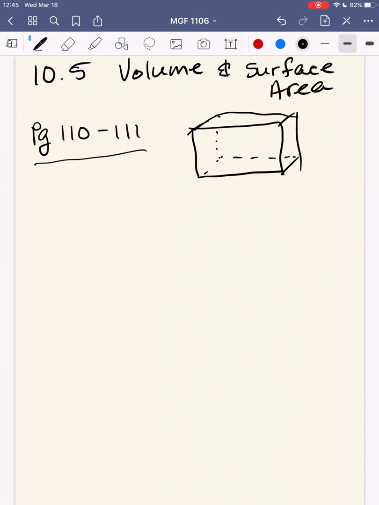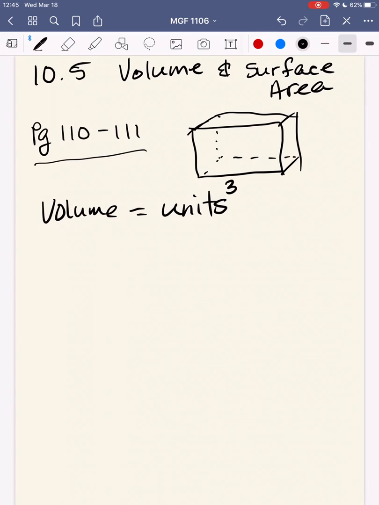Okay, and units for volume are cubed, because these are three-dimensional objects. Whatever unit you have on there is going to be cubed.